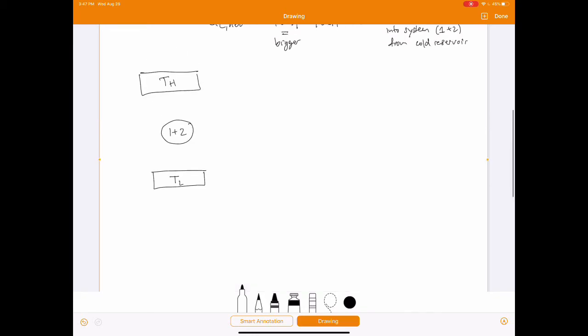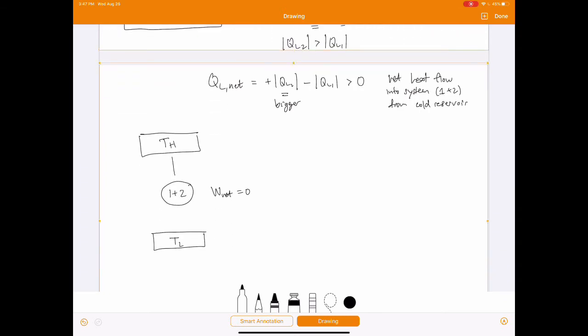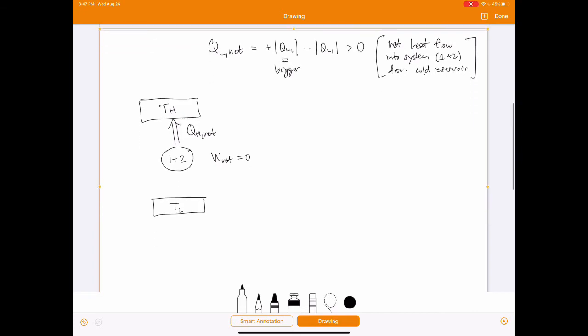So what have we found? Well, the net work is equal to 0. There's a net heat flow, remember, out of the system into the hot reservoir. We found this up here. So out of the system into the hot reservoir is QH net. And then over here we found there's a net heat flow into the system from the cold reservoir. So that's shown by this arrow, QL net.